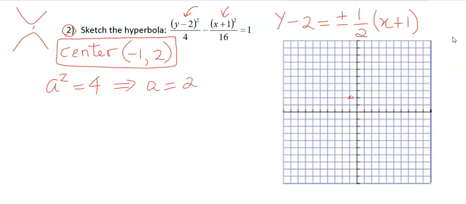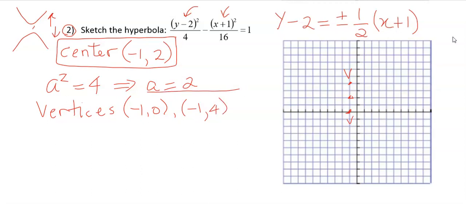And that tells me now how far I have to go up from the center and down from the center, up 2 and down 2. So there's one vertex and there's my other vertex. I like to write little v's beside that. So here are my 2 vertices, and you can just read the coordinates now off from the graph. One is going to be at -1 and 0, and the other vertex is going to be at -1 and 4. There's your 2 vertices, and we've got those graphed already.